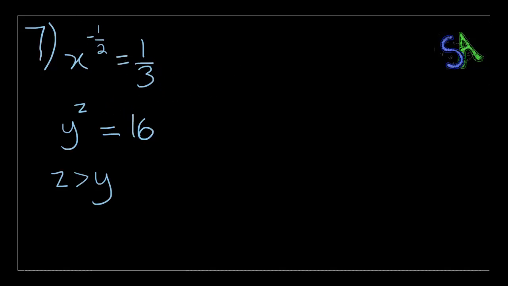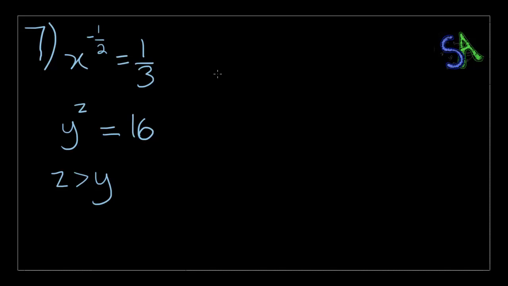So we're now on number 7. The question reads: positive integers x, y, and z satisfy the equations x to the negative half is equal to 1/3 and y to the z is equal to 16. If z is greater than y, then what is the value of x plus z?